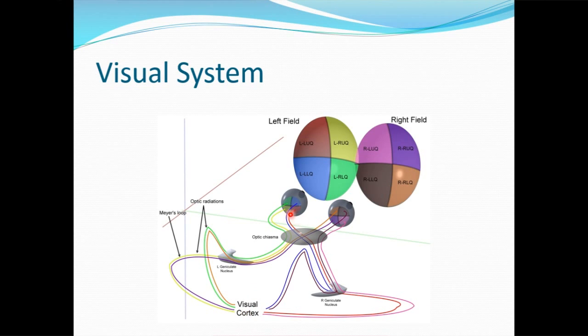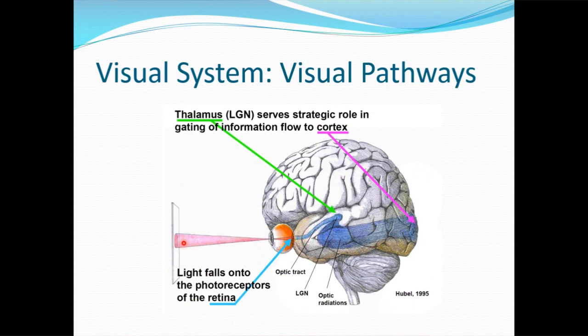Now, this here, the optic chiasma, that is where they cross. And if you actually open up the brain, it's quite easy to see that structure there. Just to look at it from a slightly different perspective, light falls onto the photoreceptors at the back of the retina, goes into the optic tract, relays in the thalamus, the lateral geniculate nucleus of the thalamus, radiates this way through the optic radiations, and then into the back, into the occipital cortex. Okay.